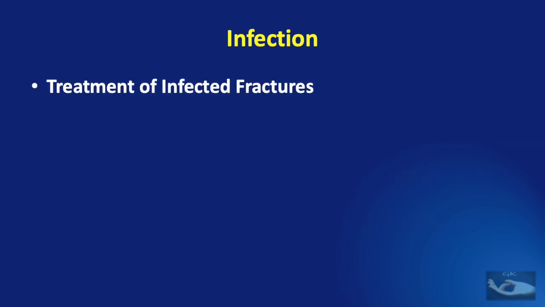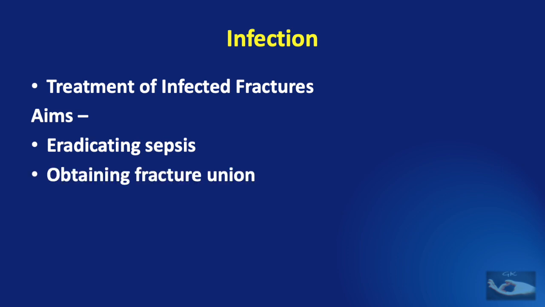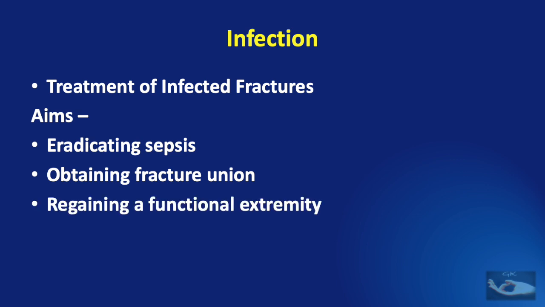When infected fractures are being treated, the aims are eradicating sepsis with thorough debridement of the infected bone and soft tissues and initiation of appropriate antibiotic therapy, obtaining fracture union which could be with external fixation, and regaining a functional extremity which may need several operative procedures. But if the final result is a painful, stiff, useless digit, amputation may be considered.